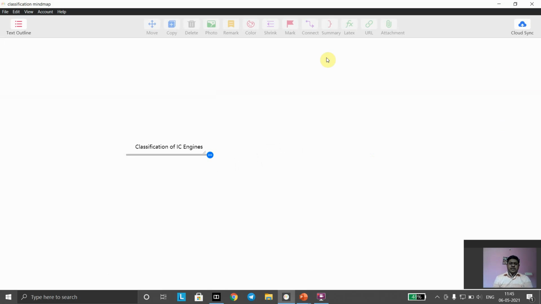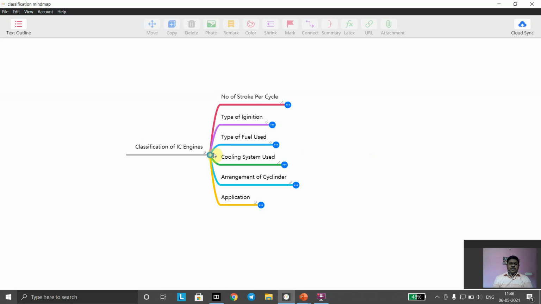Basically, IC engines are classified into 6 broad categories. First, the number of strokes per cycle and types of ignition. It is also classified based on the fuel used, as well as the cooling system used, and it is also classified by the arrangement of cylinders as well as the application of the engine.